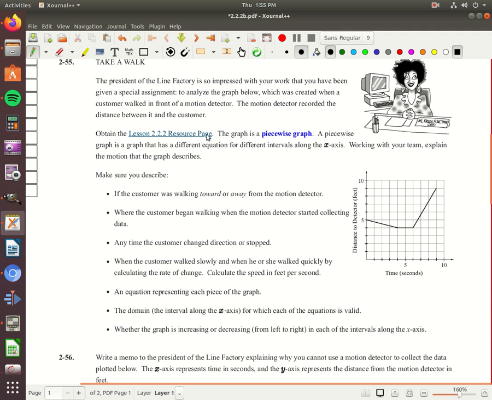The motion detector recorded the distance between it and the customer. So we're going to ignore the resource page. It says the graph is a piecewise graph. A piecewise graph is a graph that has a different equation for different intervals.